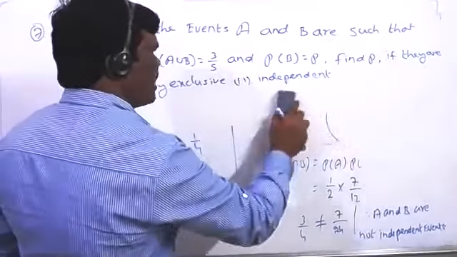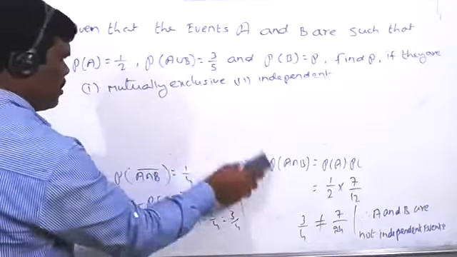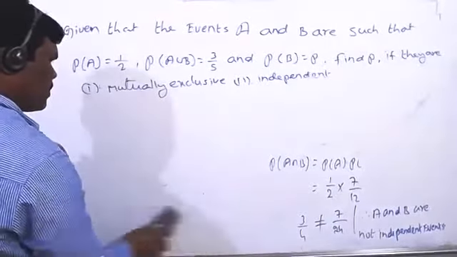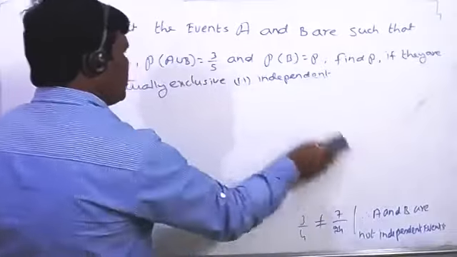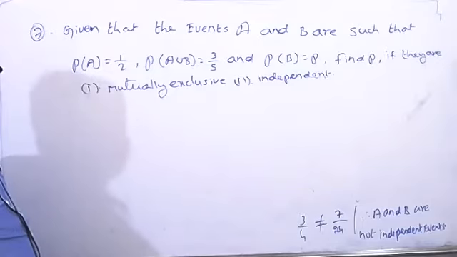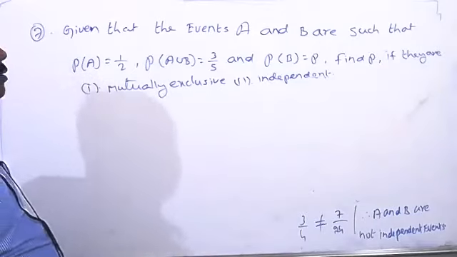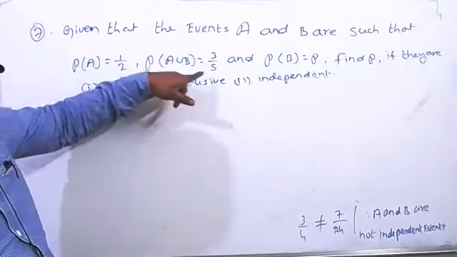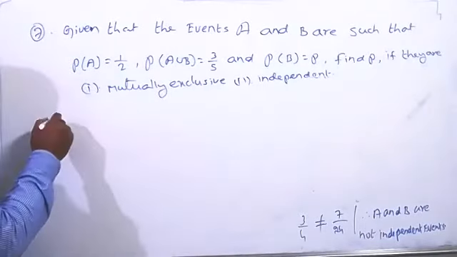What is the meaning of mutually exclusive? Mutually exclusive events. If P of A intersection B is equal to 0, then we call A and B mutually exclusive events. Now in this case, the probability of A, the probability of A union B, and the probability of B are given.